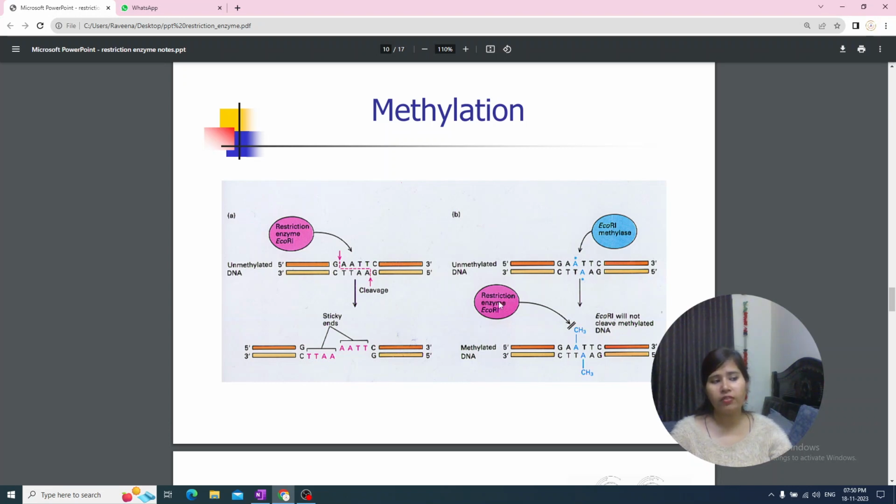Now EcoRI, the restriction enzyme, comes here and it will not recognize this methylated DNA. This is the methylated DNA and it cannot recognize it, so EcoRI will not cleave methylated DNA. So this is the main protective function of methylation inside the bacterial DNA.